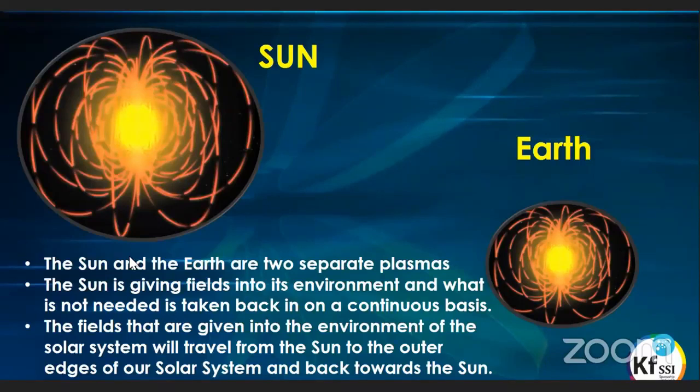Because if we view the sun as the principal field of our solar system, the magnetic rays coming from the sun will travel to the outer reaches of our solar system, which we can view as a plasma, and these will come back in again if they are not needed beyond the solar system. So it's these magnetic rays given off from the sun which interact with all the other plasmas, be it the earth.